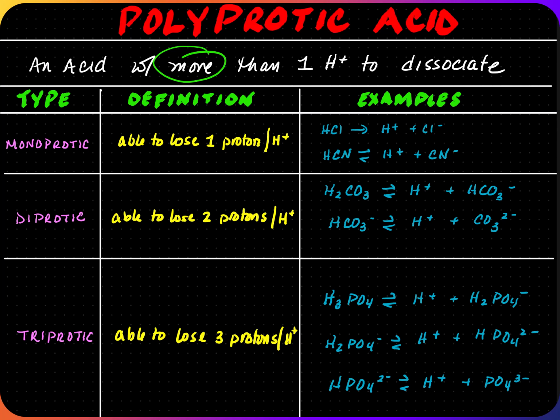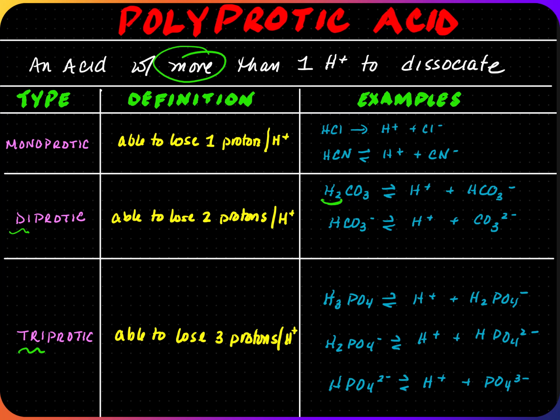Diprotic. Di means 2, is able to lose 2 protons or 2 hydrogen ions. Example of that is carbonic acid, which dissociates into H+ plus HCO3 minus. The hydrogen carbonate ion can further dissociate into H+ plus CO3 2 minus. So carbonic acid has 2 hydrogens. Individually, it will release 1 hydrogen ion at a time.